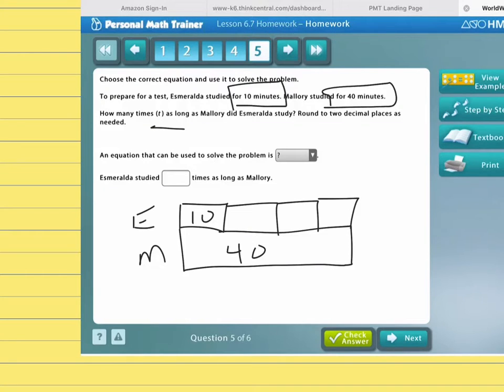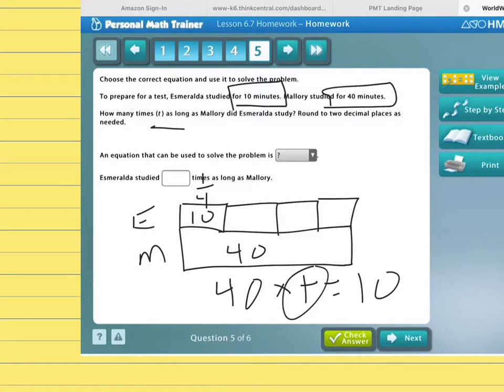You can see it's one part out of 4. So Esmeralda studied 1/4 as much as Mallory. So T, how many times as long as Mallory? So Mallory is 40, and then we're going to go times T, and that's going to equal 10. So this is a situation equation.